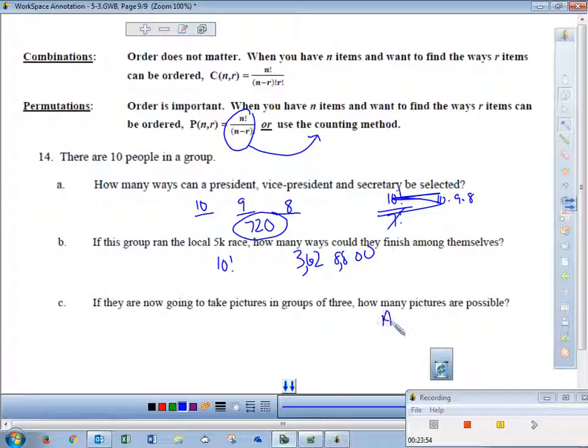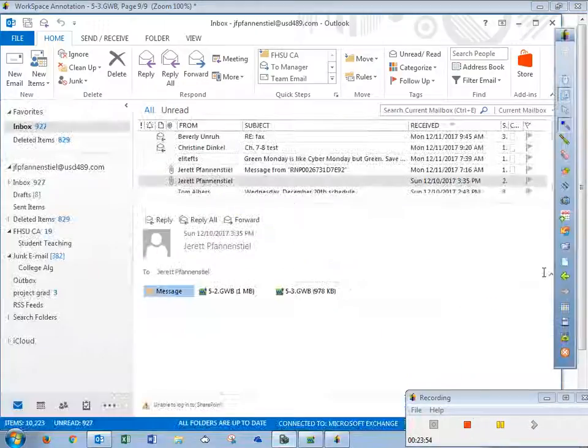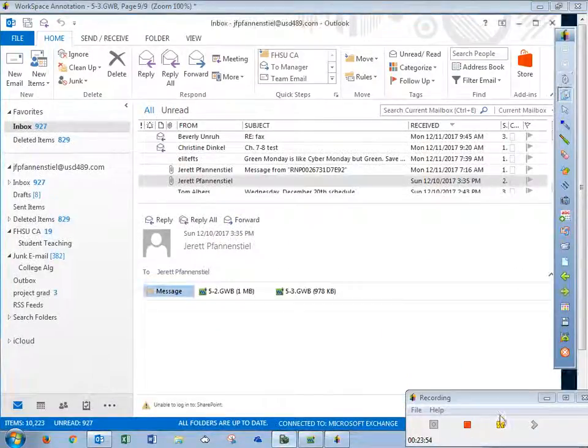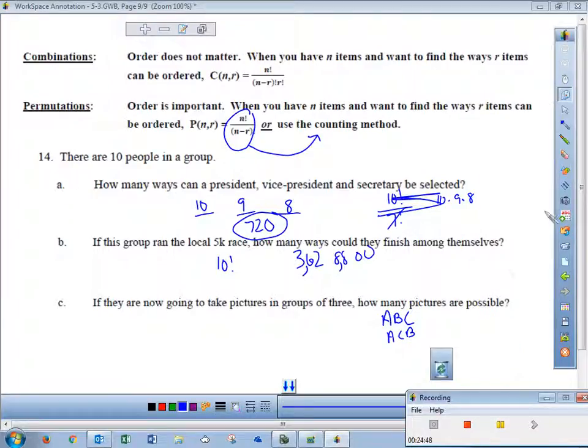If they're going to take a picture in a group of 3, how many pictures are possible? So let's say A, B, and C. Now, this is a good arguing point. If these 3 people are in a picture, does order really matter? I get it, because if A is on the left and B is in the middle and C is on the right, isn't that a different picture than A, C, B? It's a different picture, but it is the same people in the picture.